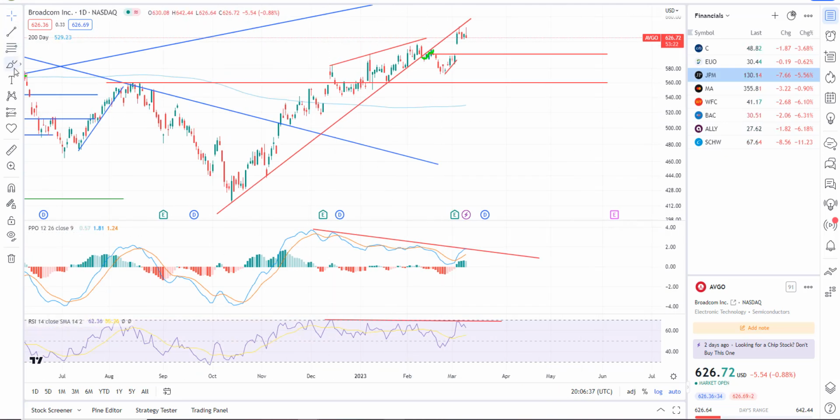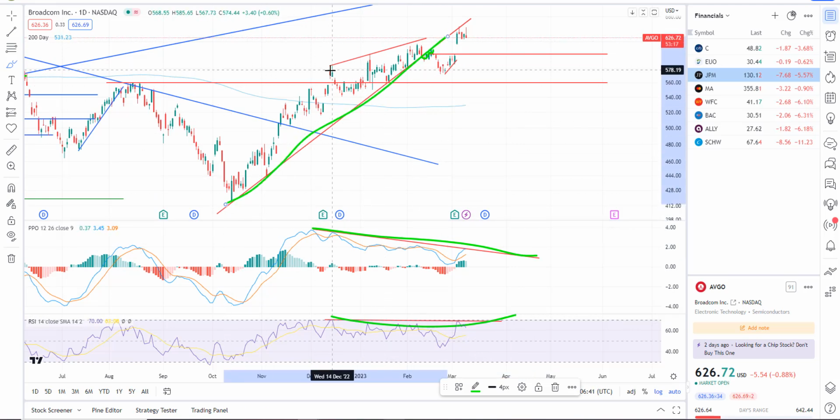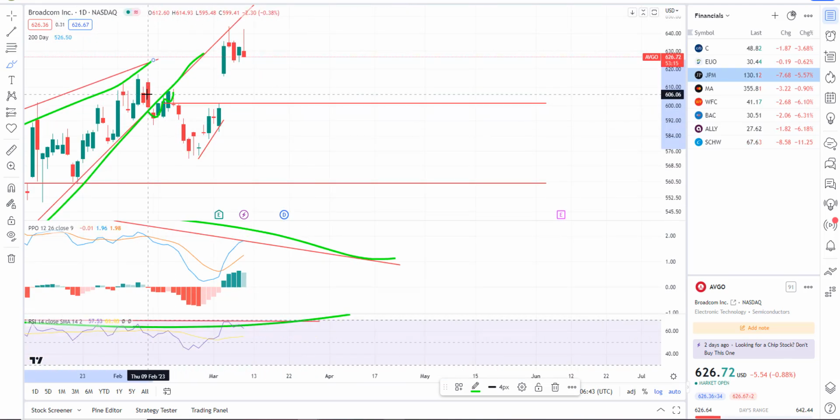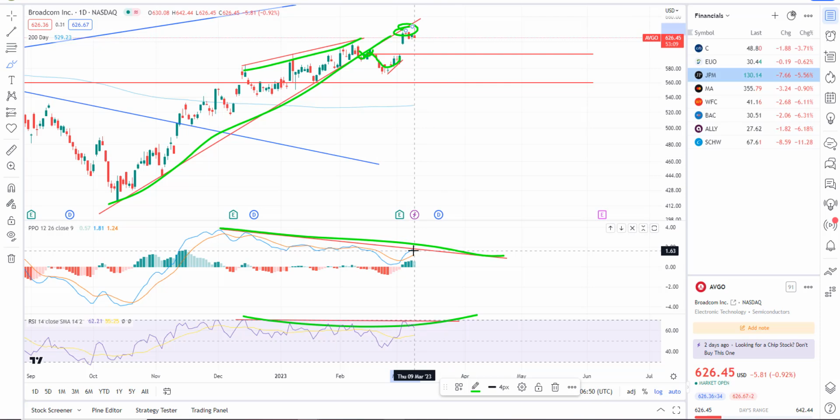But here you go on AVGO, negative divergence on the daily. Nice clean uptrend line to watch. Bearish rising wedge. Break of trend. All right. Back testing right up in here. The back test was a divergent high.